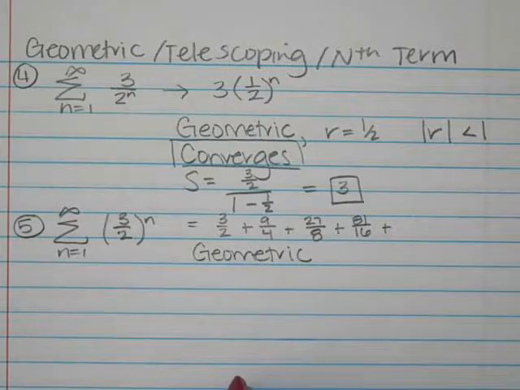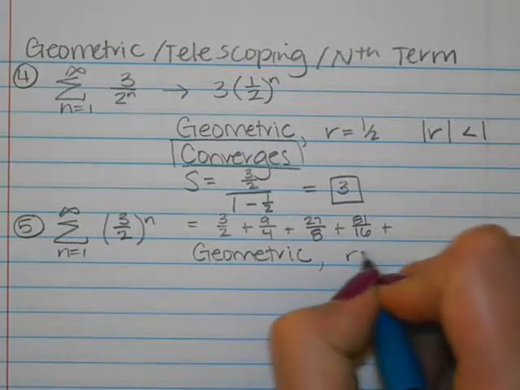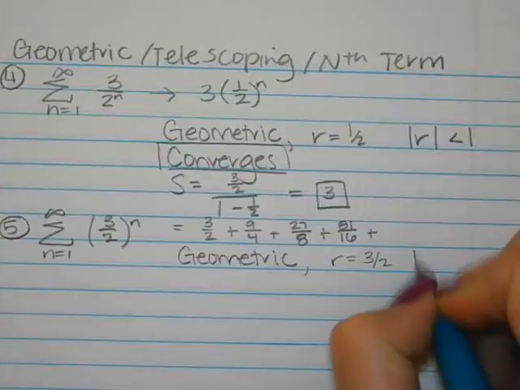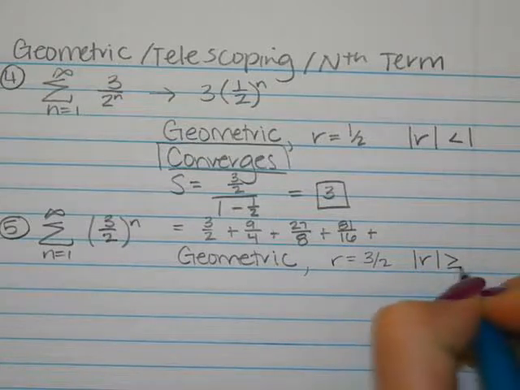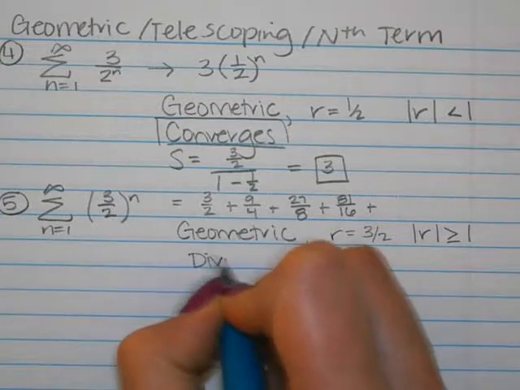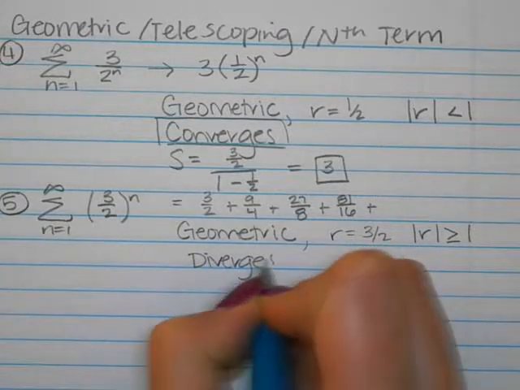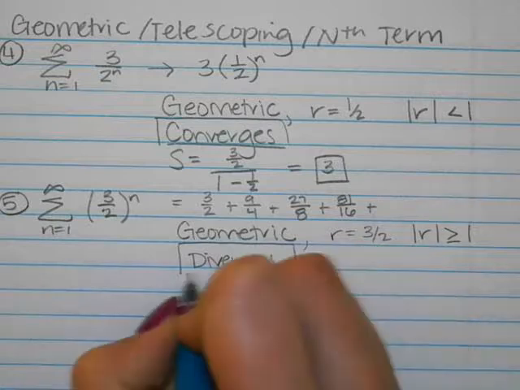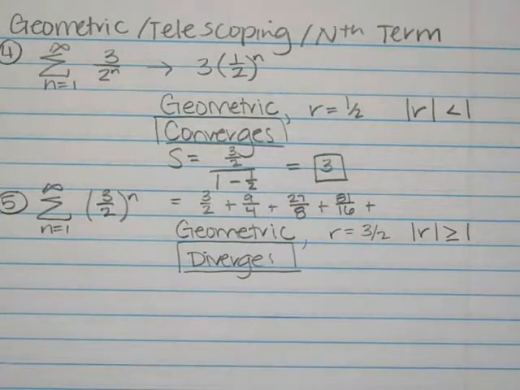So this is geometric. The r value is 3/2. And since the absolute value of r is greater than or equal to 1, what do we conclude? It diverges. These numbers get bigger forever, so if you added them up, what sum would you be getting close to? Infinity. So we would say it diverges, and it happens to diverge to positive infinity. But that's not a legit number that we can say it's going to get to. So we say it diverges.